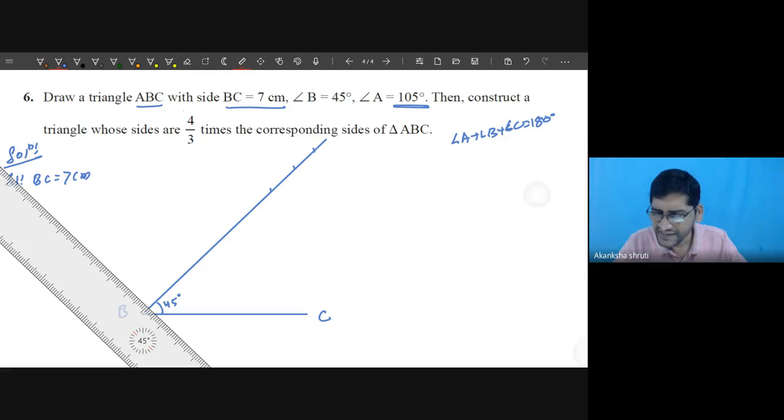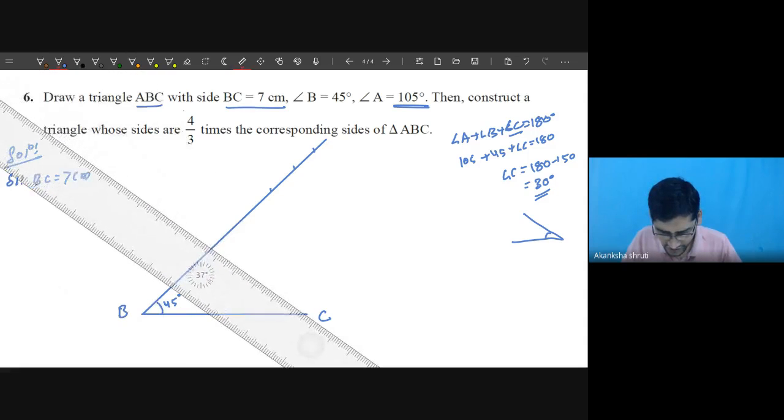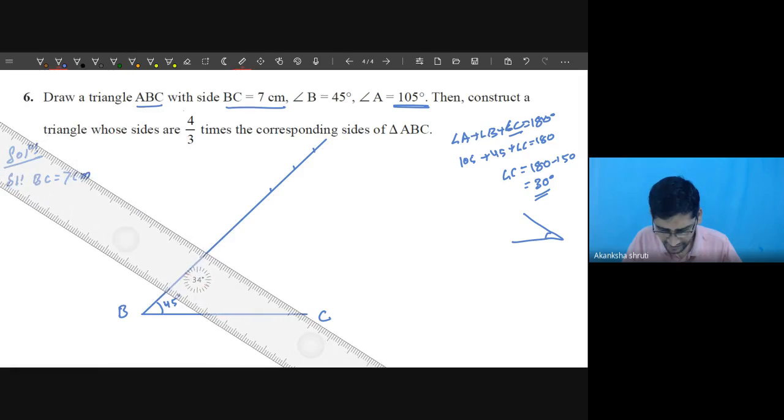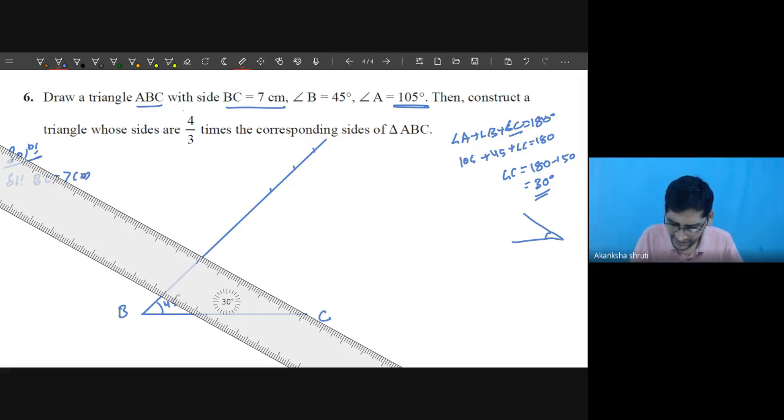So better one is to use this identity to find the angle C. Angle A is 105, plus 45, plus angle C is equal to 180 degree. So angle C is 180 minus 150, so it is our 30 degree. But keep in mind this 30 degree is the acute one. So this way we need to draw. Make it as the 30 degree. I am going to make the 30 degree with the help of protractor.